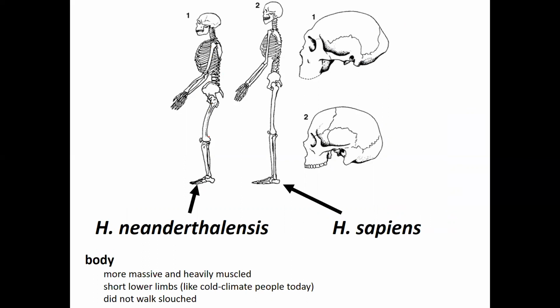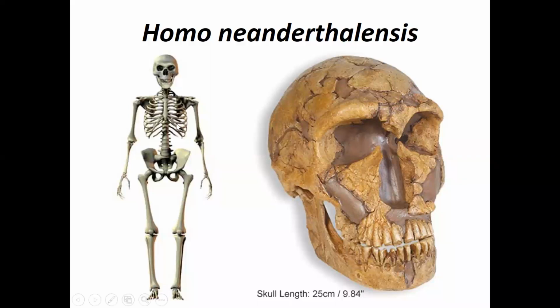So more massive, heavily muscled, with short lower limbs, which is similar to people that live in cold climates today. And they did not walk slouched like some interpretations in the media show them. So here's a Neanderthal skull compared to a modern human skull. You can see the skeleton looks very similar to a modern day human skeleton, just a bit stockier.